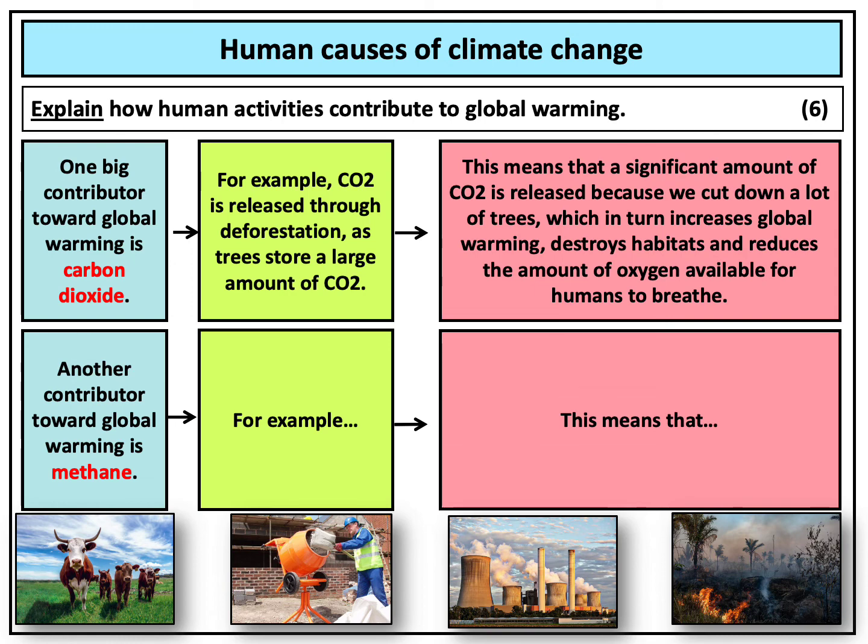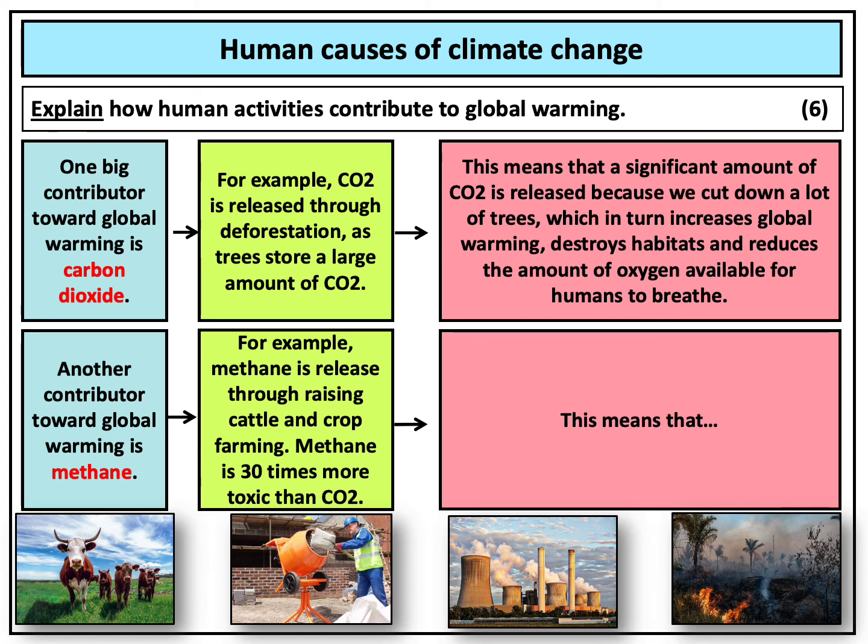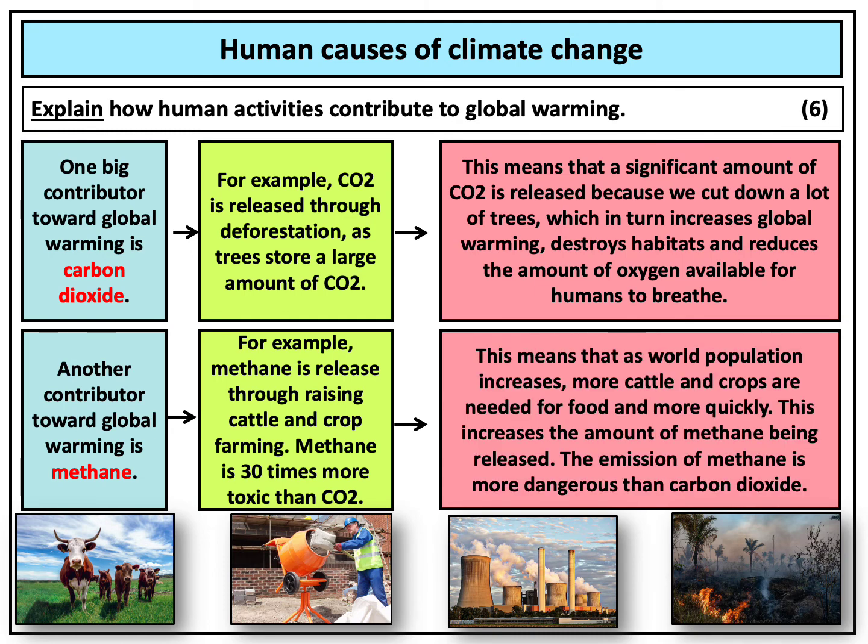Another contributor toward global warming is methane. For example, methane is released through raising cattle and crop farming. Here's a good statistic. Methane is 30 times more toxic than CO2. This means that as world population increases, more cattle and crops are needed for food and more quickly. This increases the amount of methane being released. The emission of methane is more dangerous than carbon dioxide.